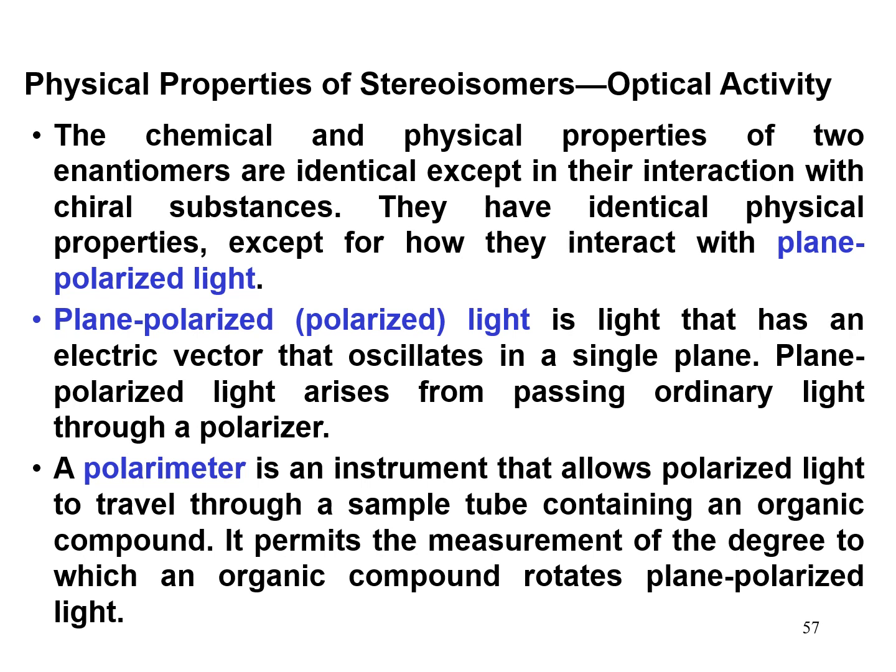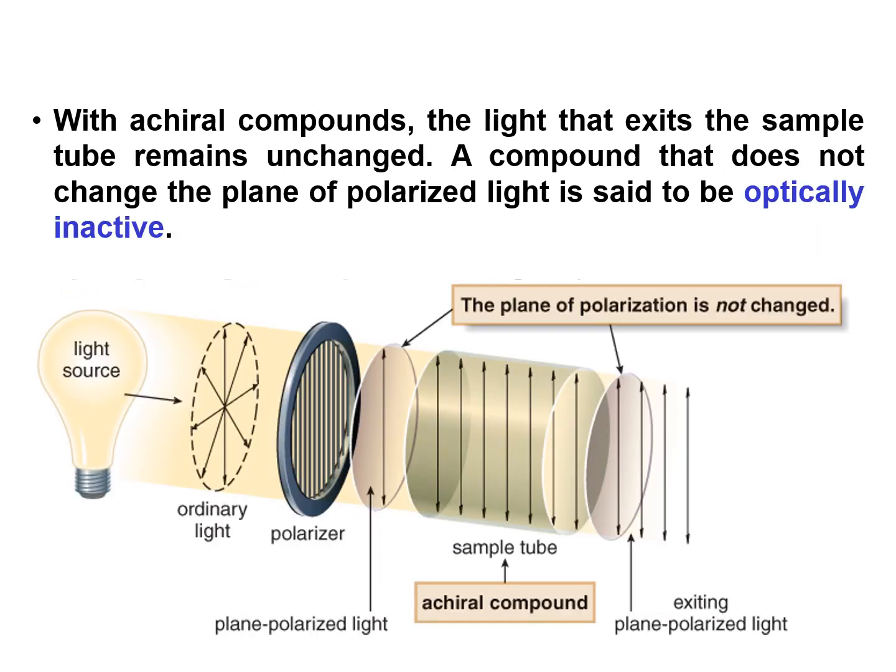This plane polarized light can be rotated either towards the right or towards the left, clockwise or anti-clockwise. By this principle, compounds are either levorotatory or dextrorotatory. With an achiral compound, the light that exits the sample tube remains unchanged. A compound that does not change the plane polarized light is said to be optically inactive.